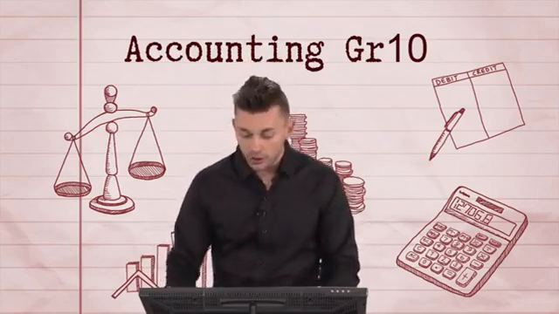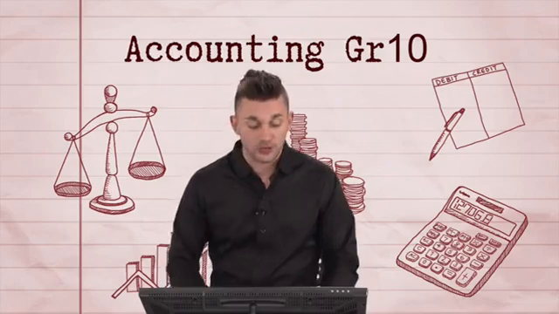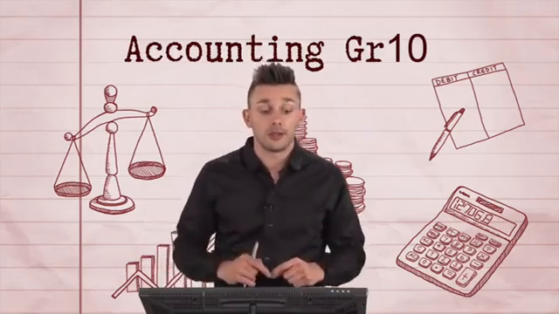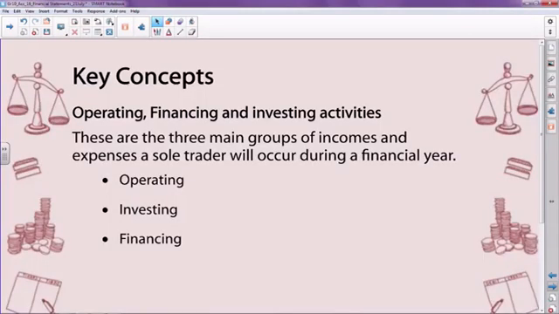Let's go on with the concepts of financial statements. Now, guys, when we look at the income statement, you need to know 3 things. That we have income and expenses and they are broken into 3 main sections. Let's look at them.